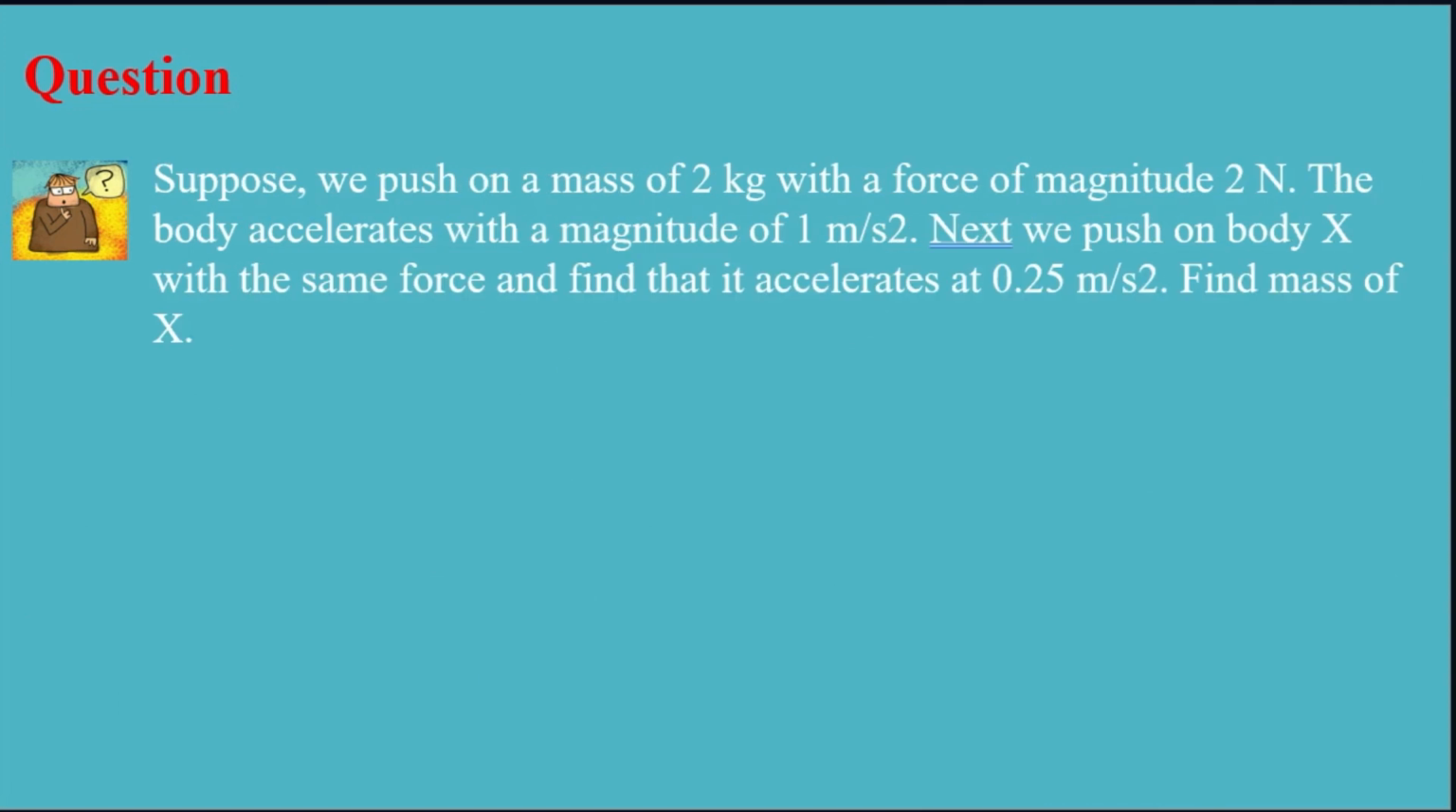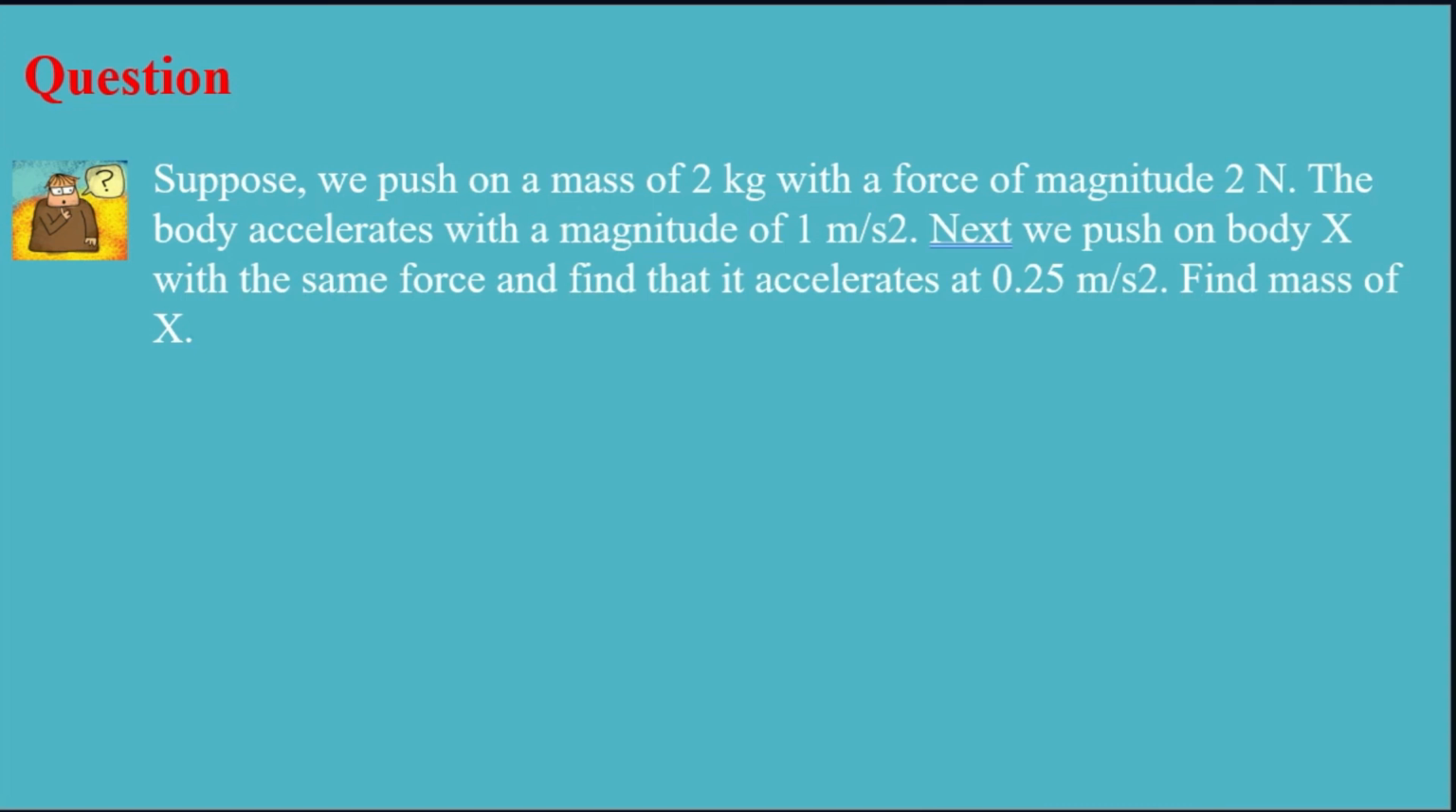Suppose we push a mass of 2 kilograms with a force of 2 newtons, and it has an acceleration of 1 meter per second squared. And then we push a body with a mass of x, and the acceleration is going to be 0.25. It has the same force, and we need to find the mass x. Let me write down what we have.